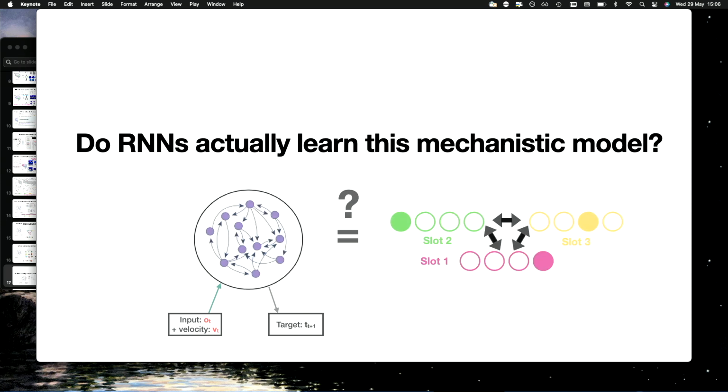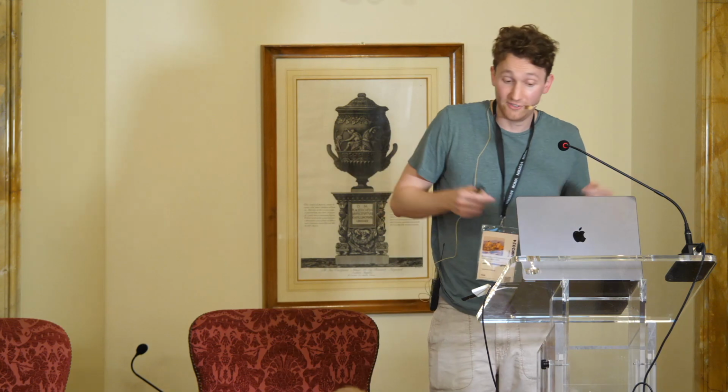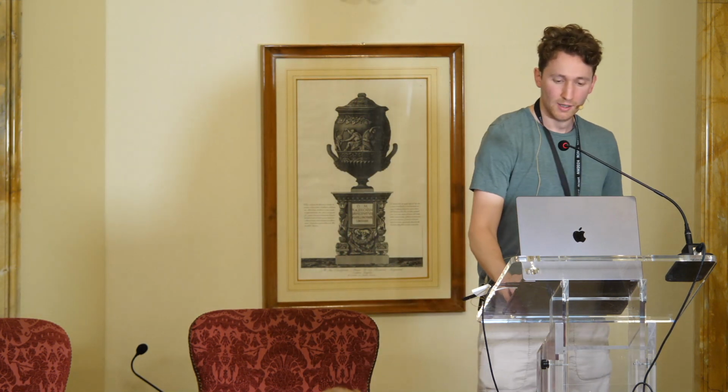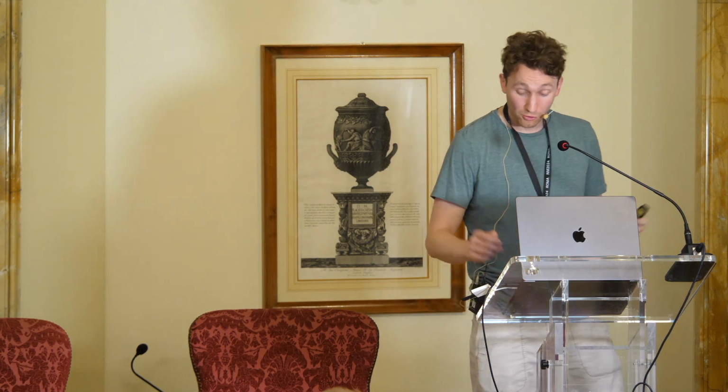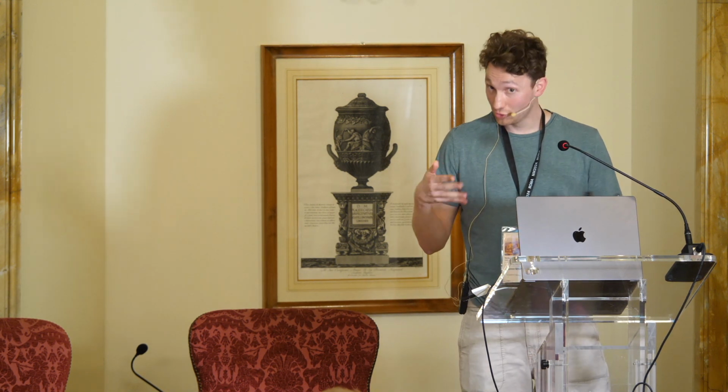Okay, hopefully that made sense. The question we're going to try to tackle now is, do RNNs actually learn this mechanistic model? Because we just proposed it, do they actually learn it? So before we do that, RNNs can actually solve our sequence task.